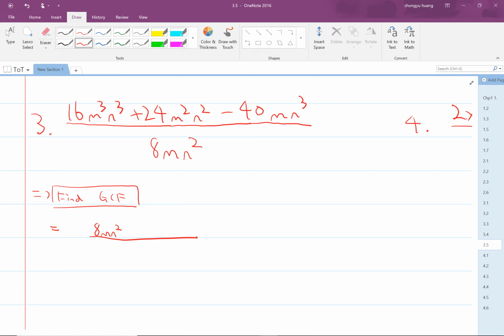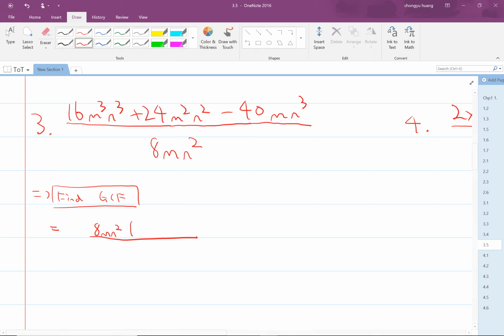So obviously n to the power 2 is the greatest and the common one, right? So right here in this question we got 8mn to the power 2 as the greatest common factor for all of those 3 terms. And then all that is left is to factor it.